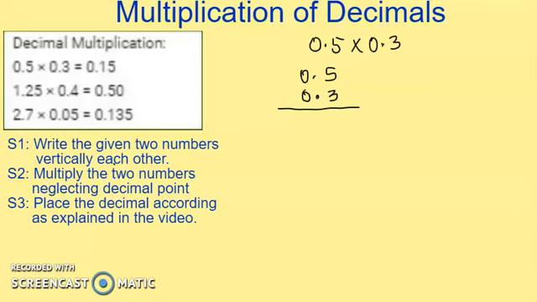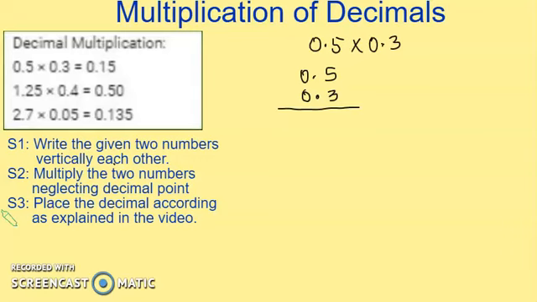So in this video we are going to discuss multiplication of decimal numbers. As you can see, our first question is 0.5 times 0.3. So you can see the question is written here. Then we will follow the steps mentioned here.